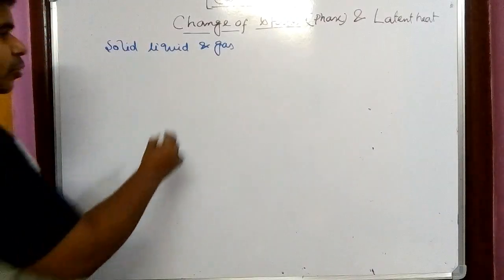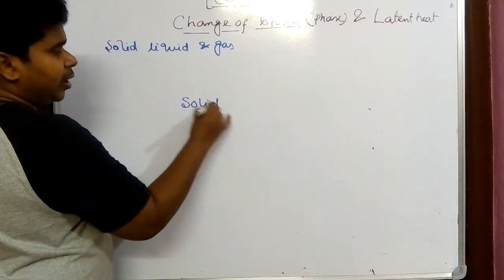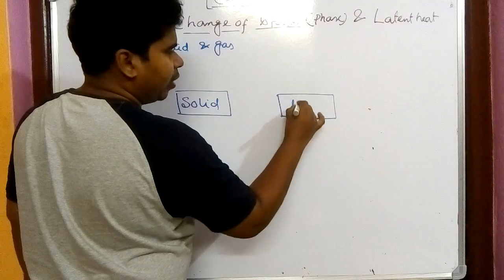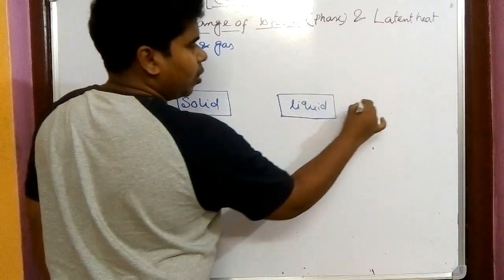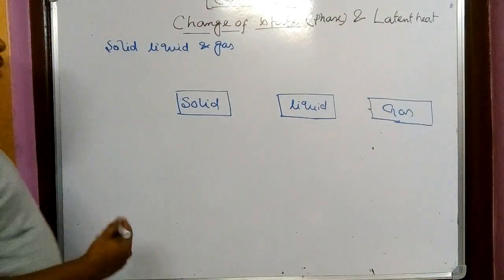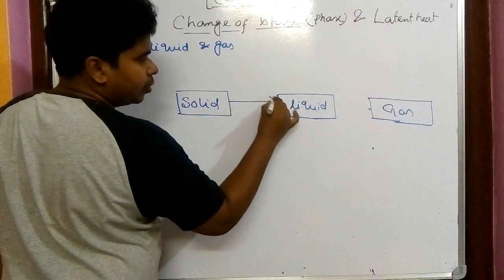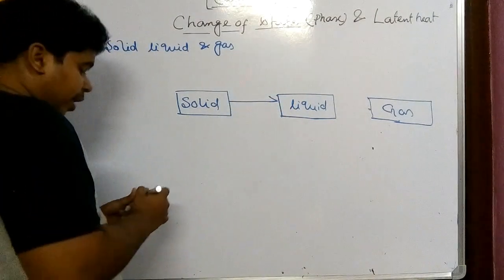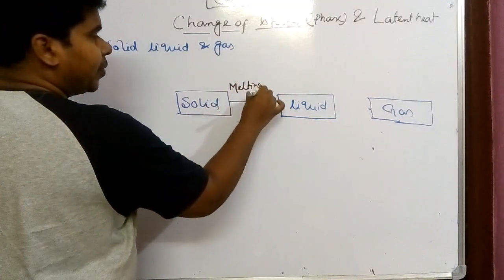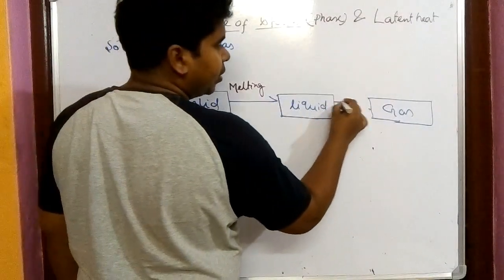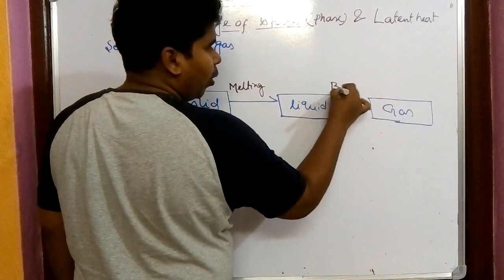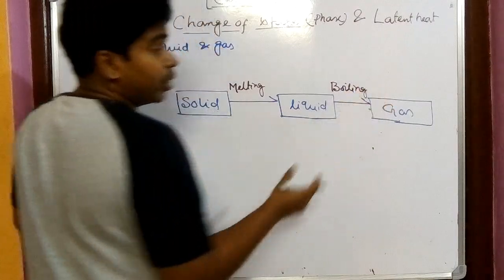Whatever I am showing you here, you know it very well. Earlier you have learned it in junior classes: solid, liquid, and gas. These three states are there. If you give heat energy, solid is converted into liquid, and this process is known as melting. Similarly, if you heat liquid, it will be converted into gas, and that process is known as boiling, or sometimes vaporization.